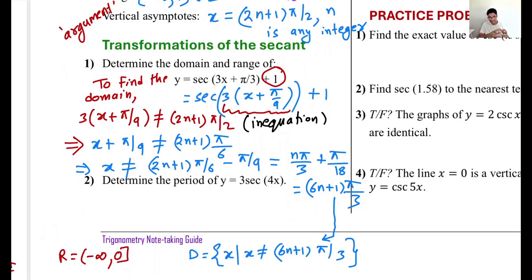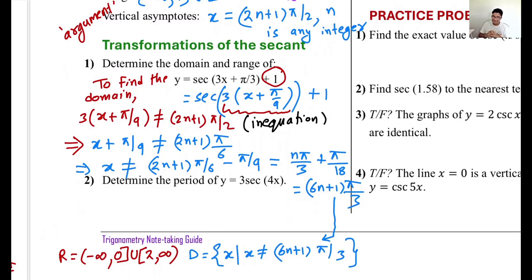Compare that with the range of the secant, from -infinity to -1. Now you say -infinity to 0 because of +1. Union with, instead of 1 to infinity, now it will be 2 to infinity. See, the infinity does not change by adding or subtracting 1, but the finite endpoints will change. -1 becomes 0, 1 becomes 2. Okay?